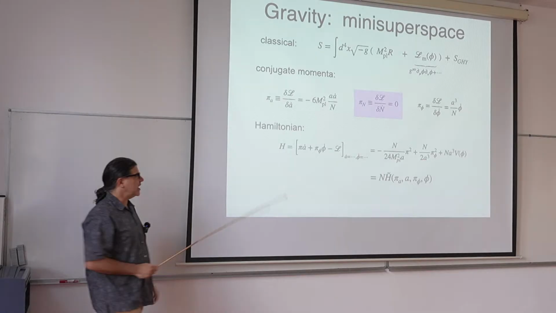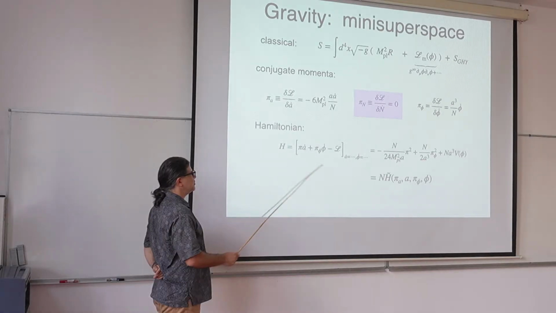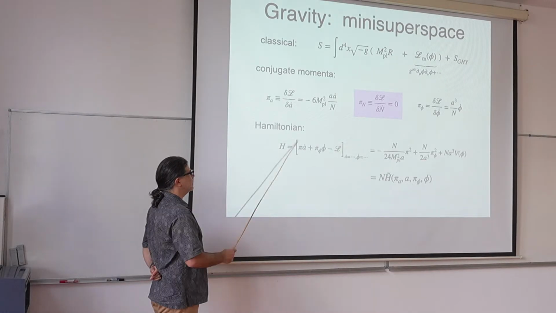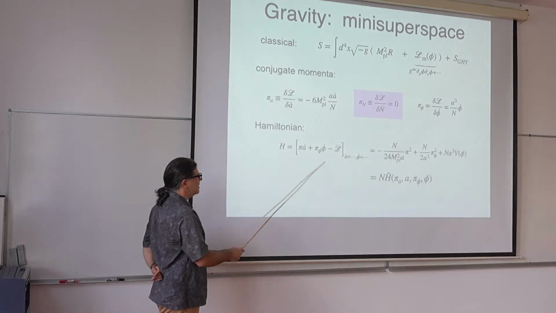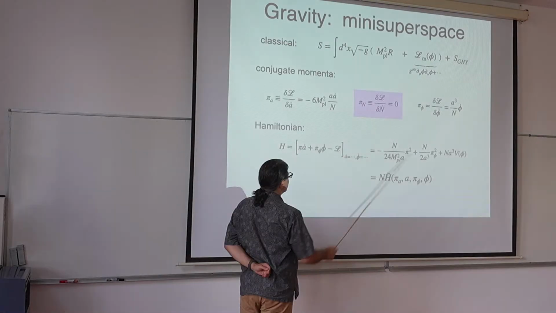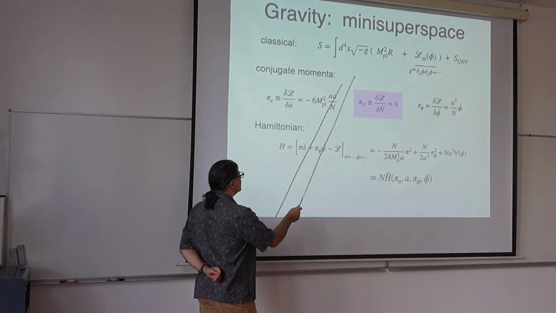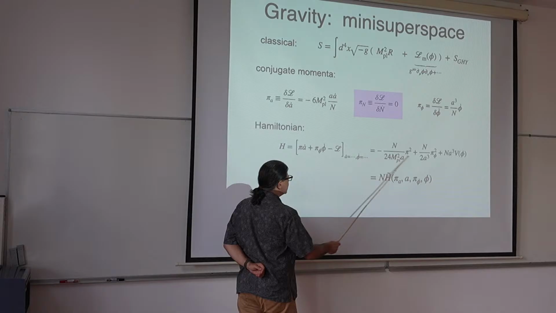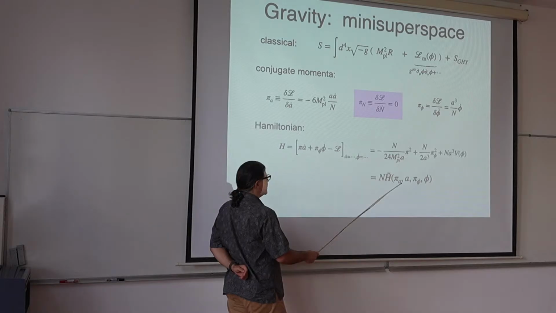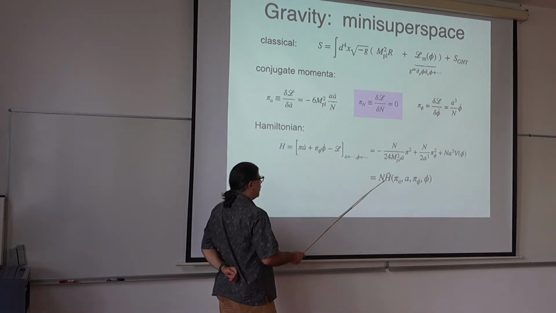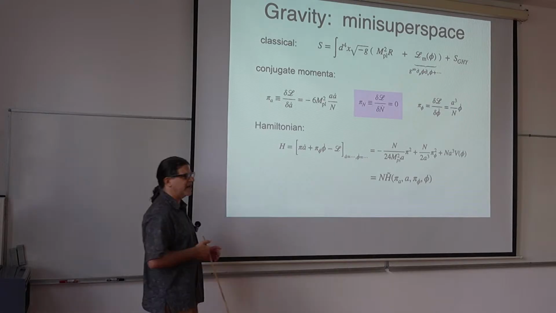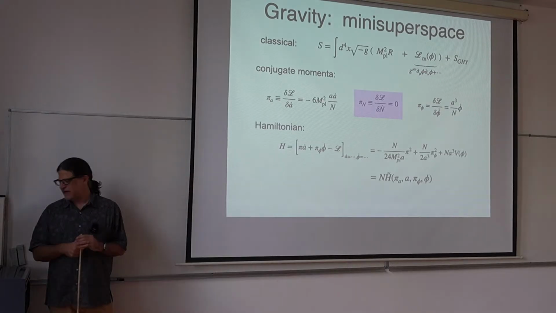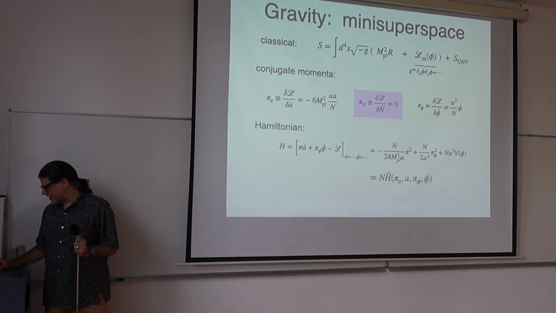So when I build the Hamiltonian, I switch from a dot and phi dot to pi_a and pi_phi. This is my conjugate momenta. But n I have nothing to do with, so I just leave it alone. And what I discover is that the Hamiltonian is a function of a, phi, and their conjugates, all times one single power of n. That's the only place n appears. n is called the lapse function.